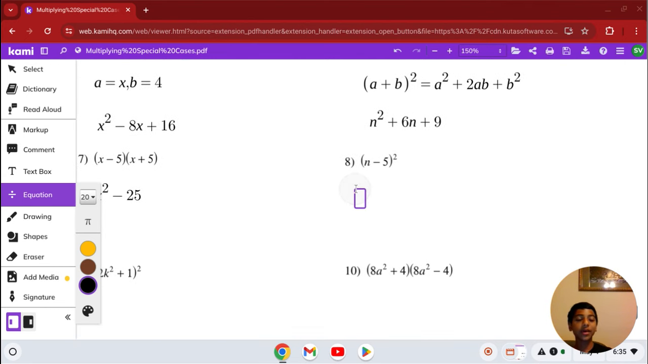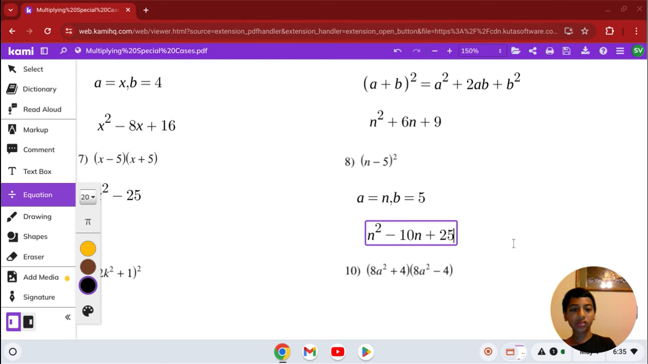Number 8, n minus 5 squared. Let's use the formula. A squared minus 2ab plus b squared. So a equals n and b equals 5. So it's n squared minus 2 times 5 times n is 10n plus 5 squared is 25. So that's our solution in number 8. N squared minus 10n plus 25.